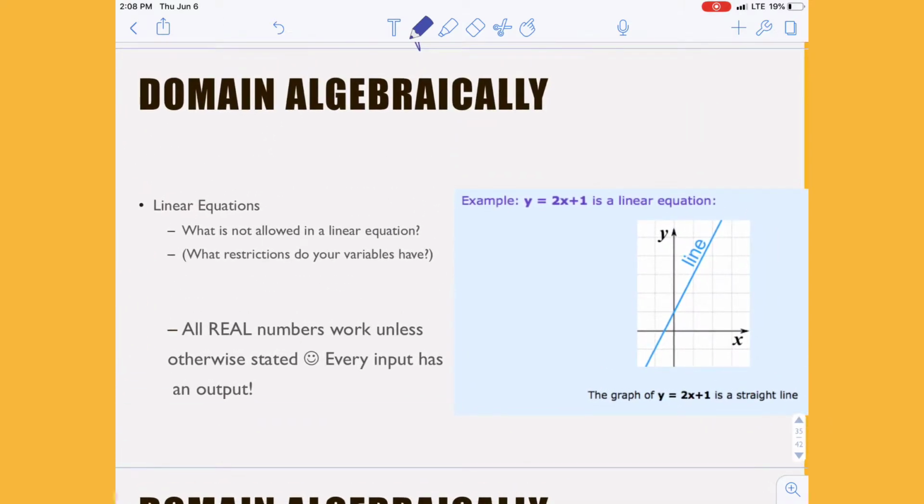For example, let's say I'm looking at a linear equation. I want to think about a line and what values cannot occur on a line. Well, there really isn't anything. All numbers work. I can plug in any value I want and get a response. So every input has an output. That means that the domain of a linear function is always all real numbers. That will always be the case.